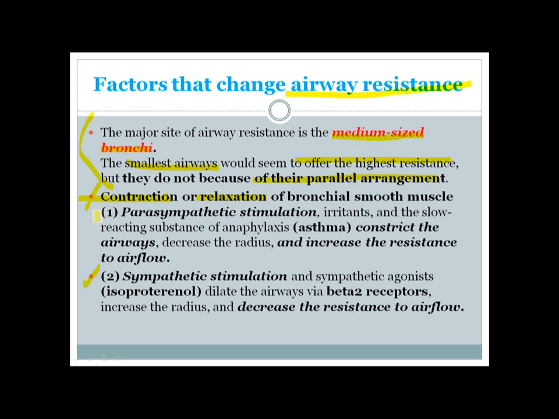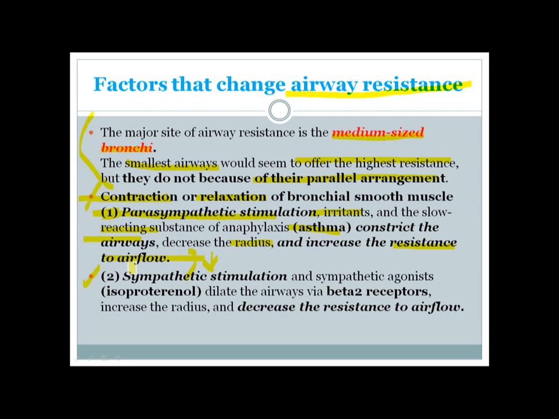Contraction will lead to a decreased radius, and relaxation will lead to an increase in radius and ultimately an increase in airflow. The situations where you can get a contraction of the bronchial smooth muscle are parasympathetic stimulation, irritants, and the slow reacting substance of anaphylaxis in asthma. The contraction of the airways will lead to constriction and a reduction in radius, and ultimately there will be an increase in resistance to airflow, and the airflow will be decreased.